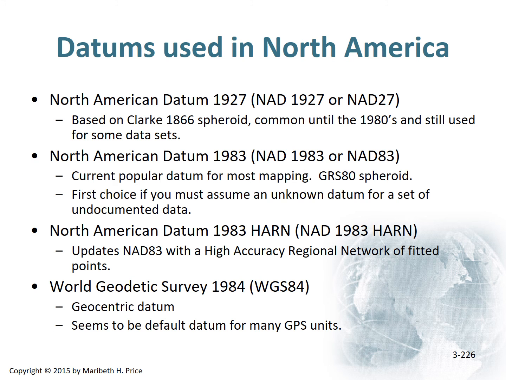You need to know what datums are commonly used in North America. Now, I'm not going to ask you which datum was based on Clarke's 1866 spheroid. No, I'm not going to do that, but you should be able to recite this list of NAD 27, NAD 83, NAD 83 HARN, WGS 84.